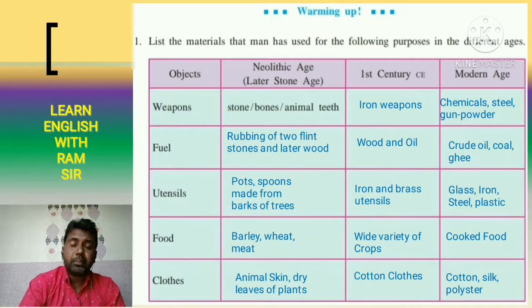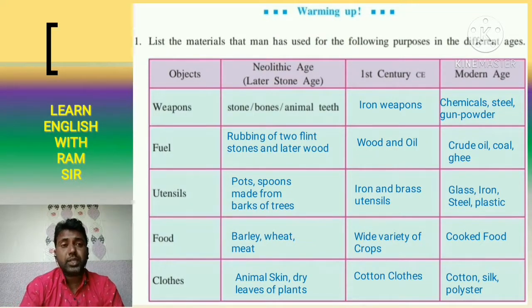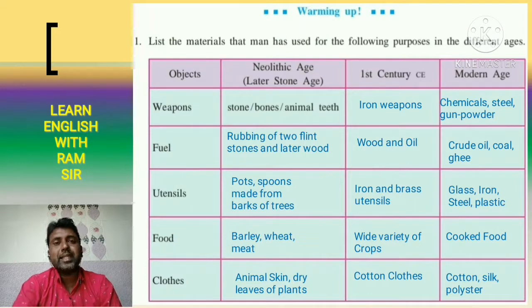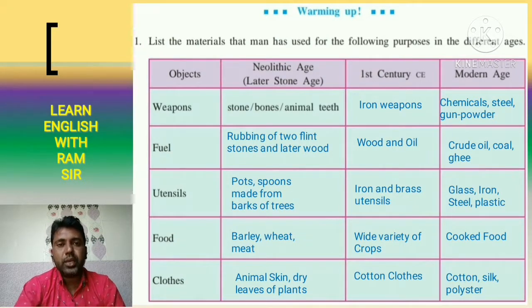But in the first century CE, people had started to use cotton clothes. And nowadays, so much variety is there in clothes, right? In the modern era, people use cotton, silk, polyester and other types of material to create their clothes. So it means there is a drastic change in each and every point given here: weapons, fuel, utensils, food, clothes, so much difference. So this is all about the revolution which gradually happened.